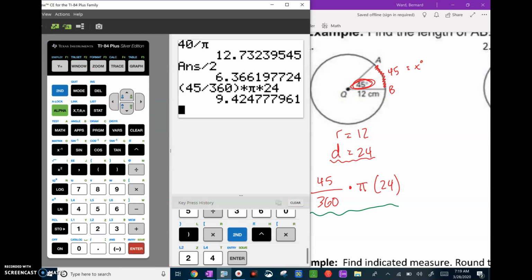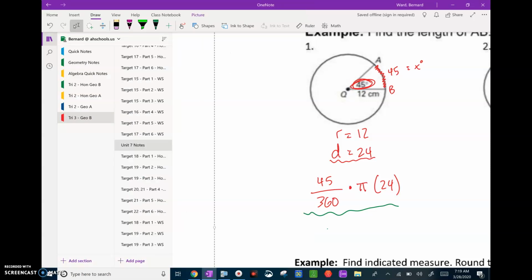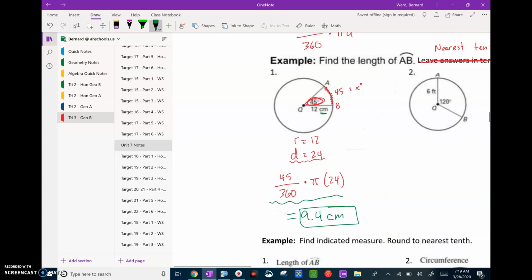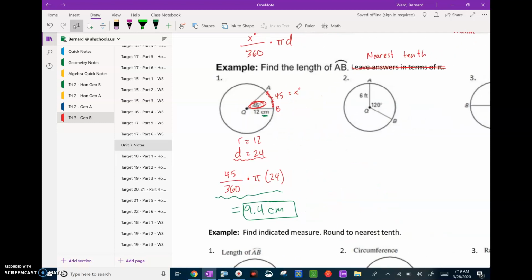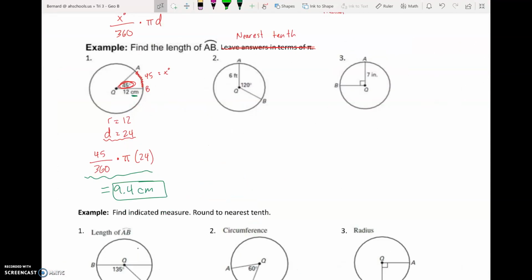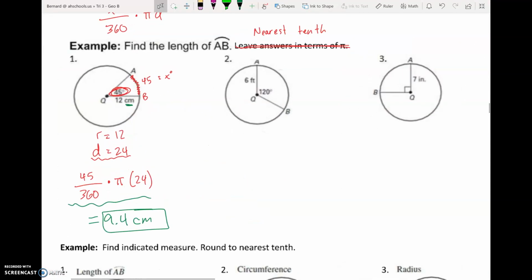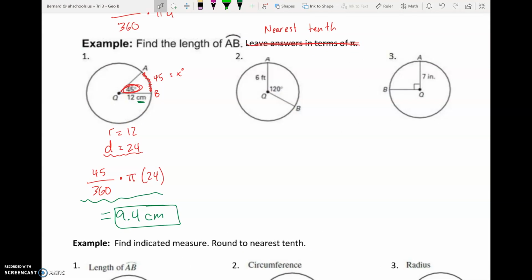So we hit enter. It says 9.4. And so we say equals 9.4. Units are centimeters. And there we go, 9.4 centimeters. So again, it's just a question of finding the information you need and plugging into the formula. Remember, the formula is the circumference formula. It's pi times diameter still, but then we just reduce it to whatever fraction of the circle we want.